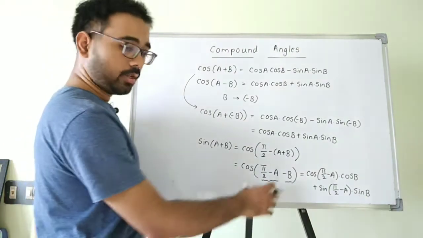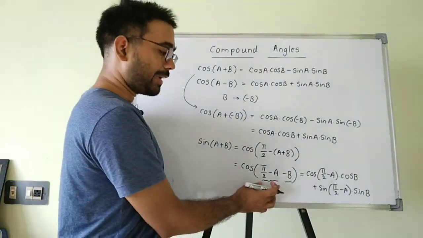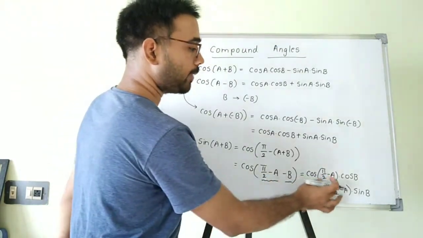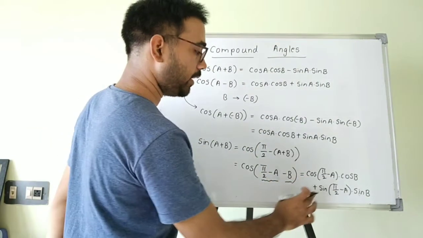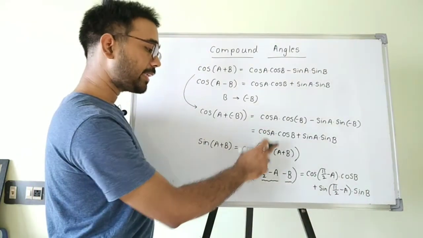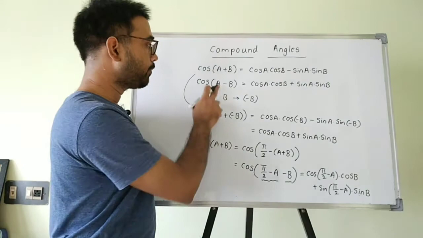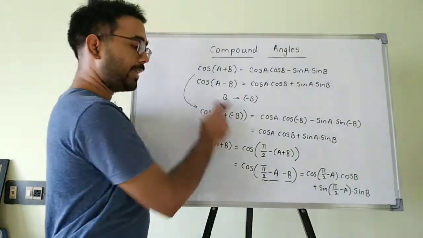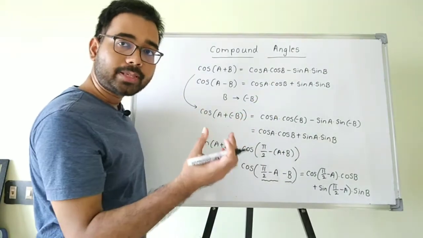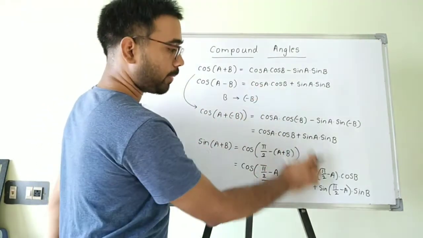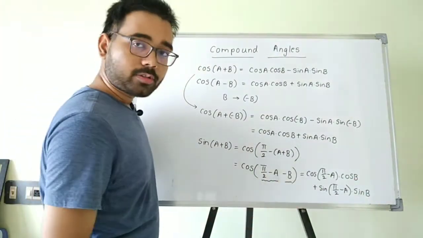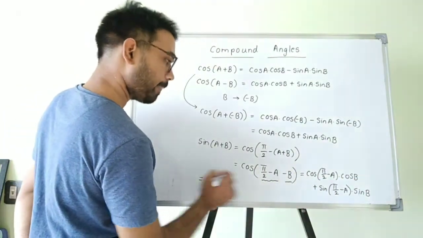So this is cos of, treat this as a single angle, treat this as another angle. So we have cos of (pi by 2 minus A) into cos B plus sin of (pi by 2 minus A) into sin B. Only difference is A is replaced with pi by 2 minus A in this formula. Wherever A is there, you have to replace it with pi by 2 minus A. So that's it. So now we know cos of (pi by 2 minus A) is sin A.